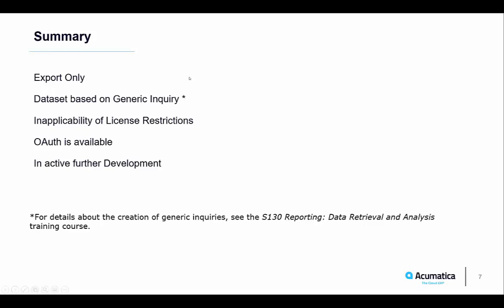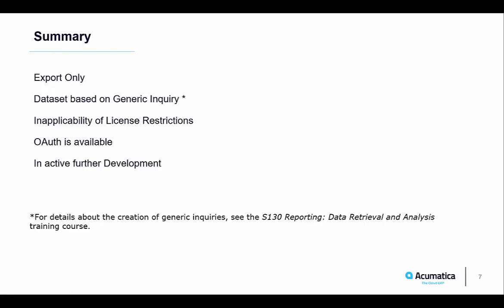To wrap it up: OData can only retrieve data, right? But it can do it really nicely. It's very performant, very stable, very maintainable. You won't find another, better way to retrieve flat lists within Acumatica API possibilities. The data set is based on a generic inquiry, and therefore most of your development endeavor will go into designing the right generic inquiries.